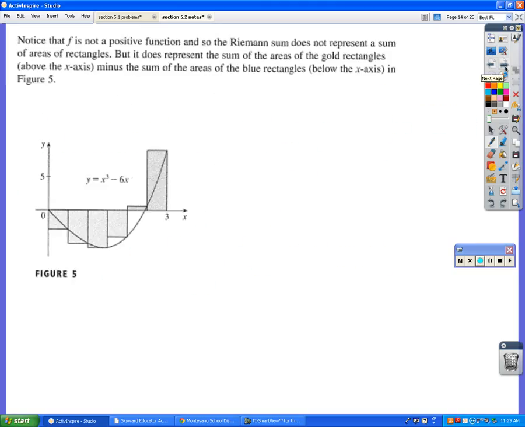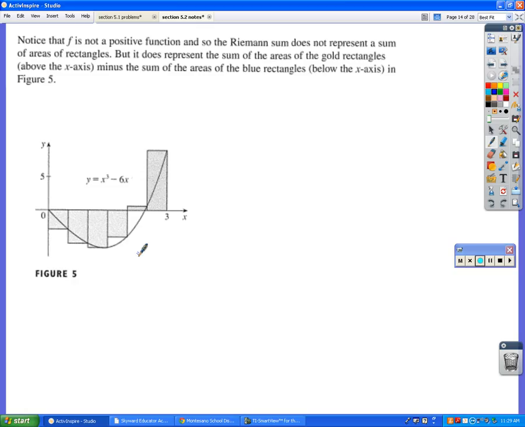All right, so notice that f is not a positive function in the one that we just did. And so the Riemann sum does not represent the sum of areas of rectangles, but it does represent the sum of the areas of the gold rectangles in your book, above the x-axis, minus the sum of the areas of the blue rectangles below. So this one actually comes out to have a negative answer, okay? So they're not saying that the area is negative. That's your answer. You circle it.